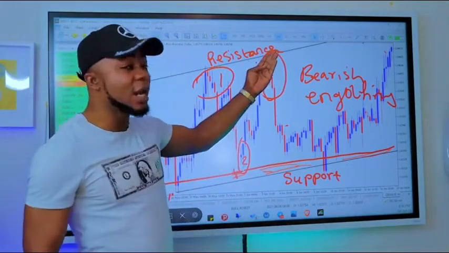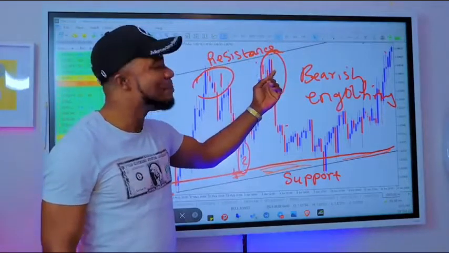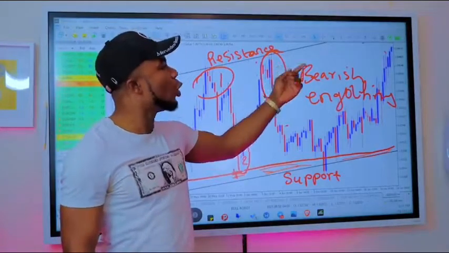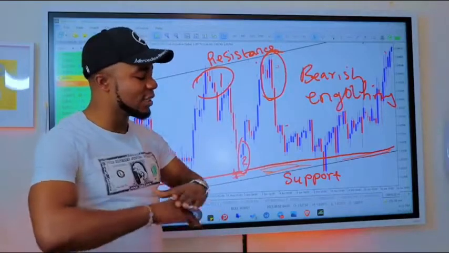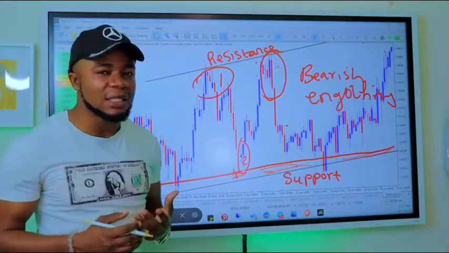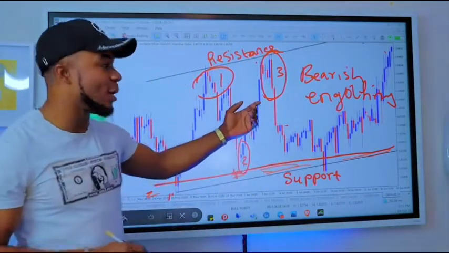See, from the resistance, what happened? Boom, the market shoots directly down, forming what we call a bearish engulfing candle. And anytime you see a bearish engulfing candle occurring at a particular resistance, that is a strict sell signal. So you sell without even thinking twice. So this is our third signal. All right, that is signal number 3, our tech signal.